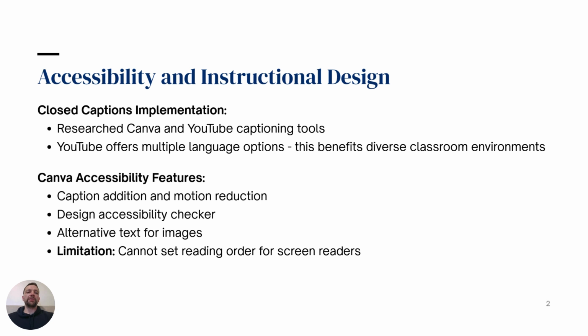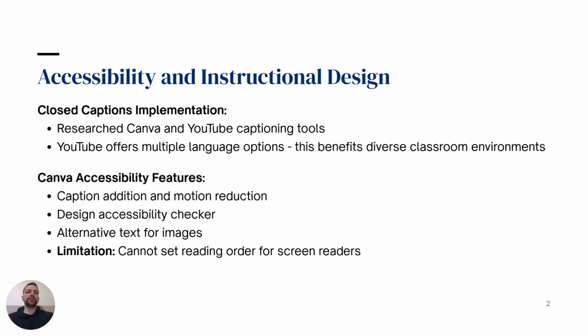In Canva, I used the accessibility feature, which has three main tools: adding captions, reducing motion, and checking design accessibility. The design checker looks at your fonts and colour contrast and reminds you to add alternative text for people with vision problems. However, there are limitations with Canva's accessibility tools.